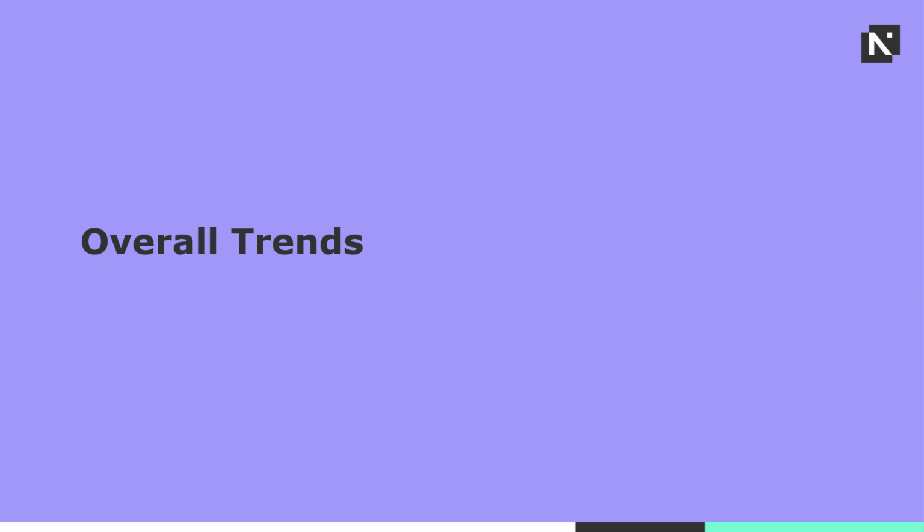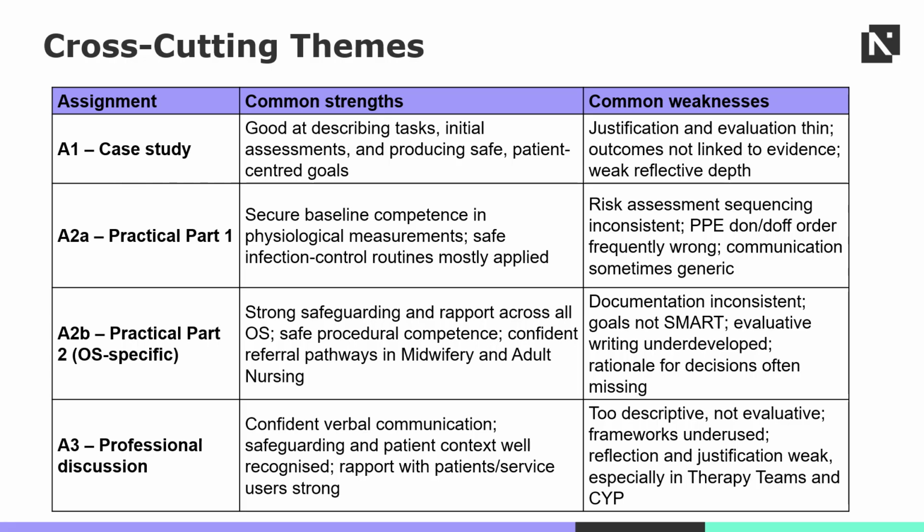So finally, let's explore overall trends in cross-cutting themes. Cross-cutting themes explore development areas across the assignments. So the slide brings together the cross-cutting themes for assignment 1 through 3 across all occupational specialisms. So for assignment 1, learners were confident in describing tasks and setting safe patient-centred goals. The challenge was moving beyond description into justification and evaluation, linking outcomes back to evidence.